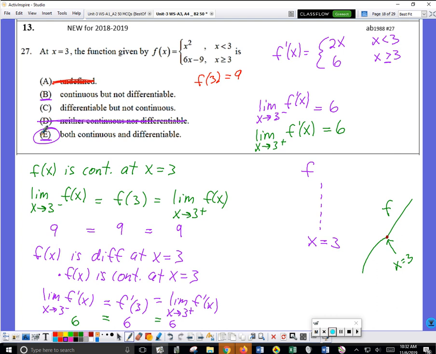Correct. So let's say one of those had like... You could possibly have a vertical tangent. We good?